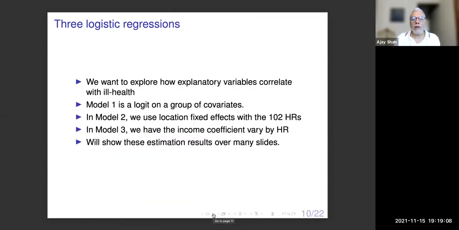So we're going to estimate a bunch of logit models where we have covariates about income and age structure and so on. And then we're going to introduce a location fixed effect, which will pick up the unique characteristics of each of the 102 regions of India. We're also going to allow the income coefficient to vary by location. And this is a very interesting and deep idea. And now I'm going to show you what are the findings from this. And I will emphasize the interpretation. Here in this talk, I'm not going to emphasize the technical details.